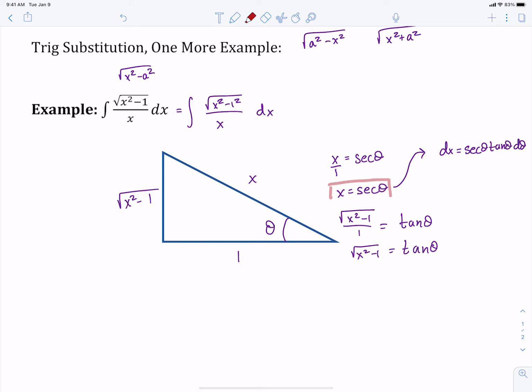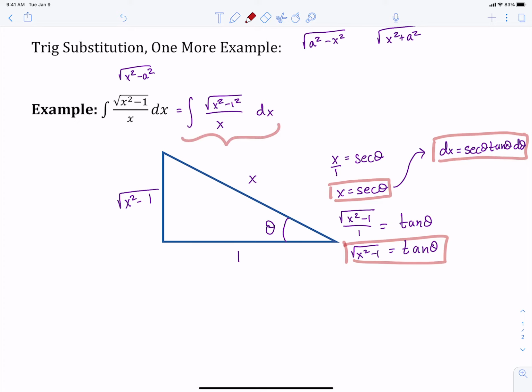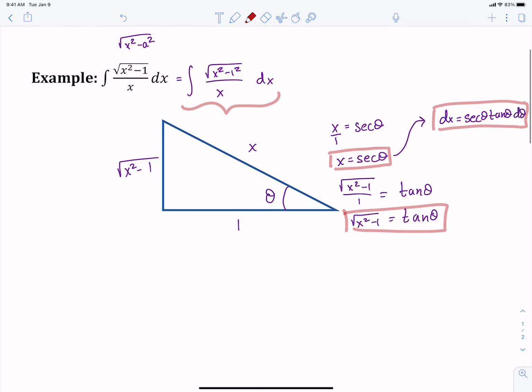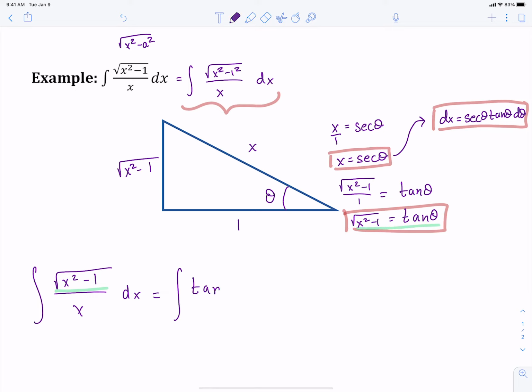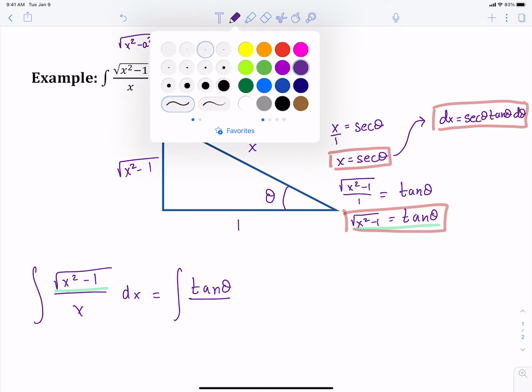And so these three relationships here are what we're going to possibly use in our integral to get rid of all of our x's and have them all in terms of theta. So let's rewrite our integral: the square root of x squared minus 1 over x dx. So looking at all of the pieces here, the square root of x squared minus 1, that's equal to tangent. So that's going to be on the top of our fraction.